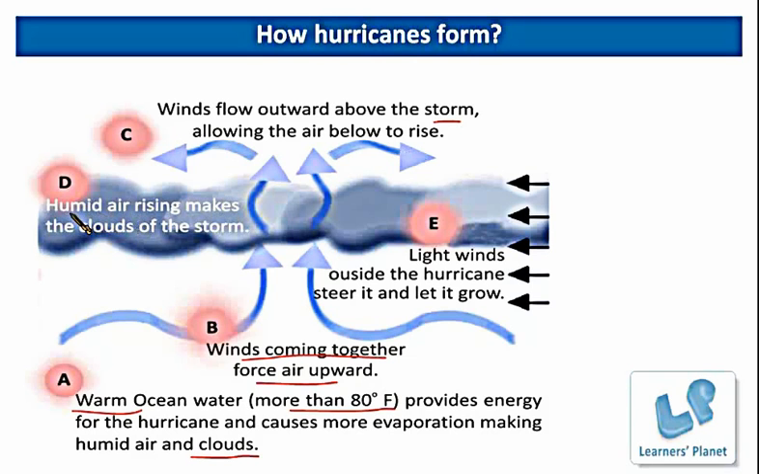So what happens finally is that this humid air which is rising makes the clouds of the storm. Now here you can see that these clouds are forming because of the humid air which is rising and because of the wind which is flowing at a very great speed, like you can assume 74 miles per hour.